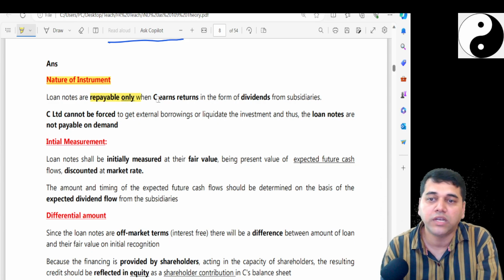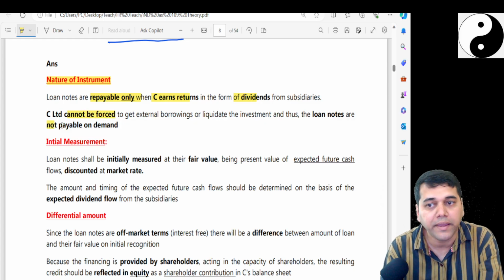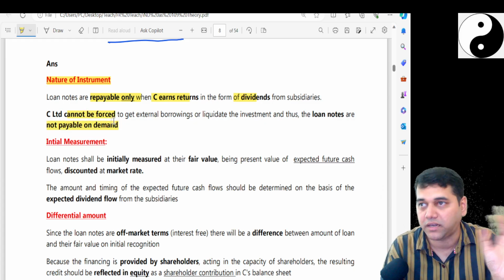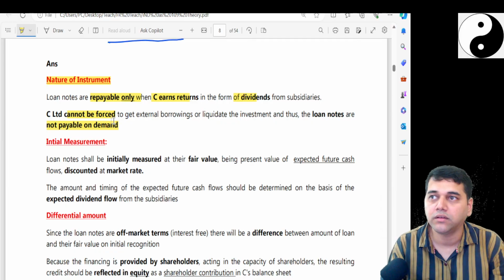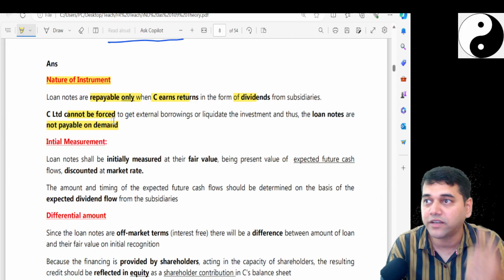The loan is repayable only when C earns the dividend. So C cannot be forced to pay. That's why it is not on demand. First of all, this loan is not on demand, like I will demand you pay me. I cannot force you unless the dividends are received.